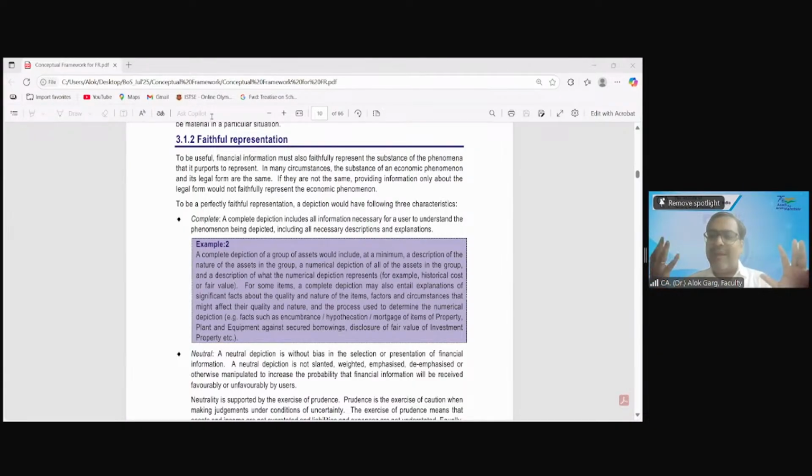And that is why all the Indian accounting standards, if they relate to asset and liability, give you recognition criteria, measurement criteria, presentation, disclosure. Why? Where is it coming from? It is coming from the conceptual framework, right?